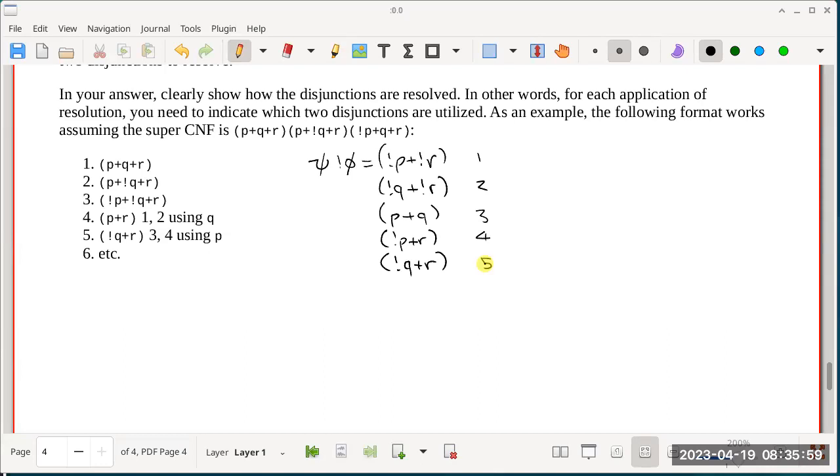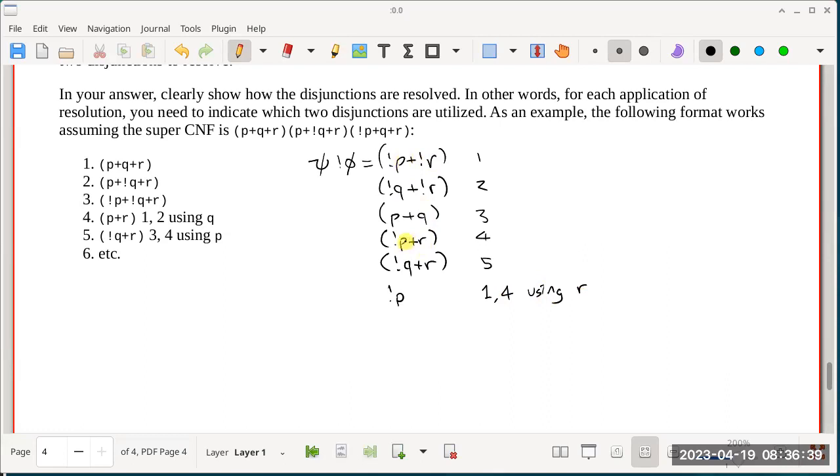We can easily single out the R. Let me see. R is not that easy to single out, but we can single out not P easily by combining 1 and 4. Okay, so we have not P because we can use 1, 4 using R as the connector, because one has the negation of R, the other one has the non-negated R here. So the leftover is going to be not P on this one, and it's also going to be not P on this one.